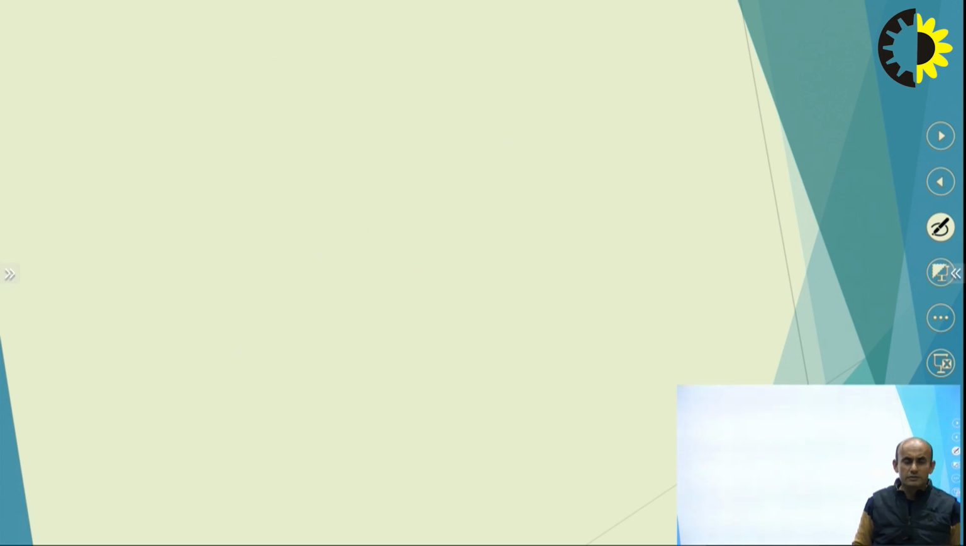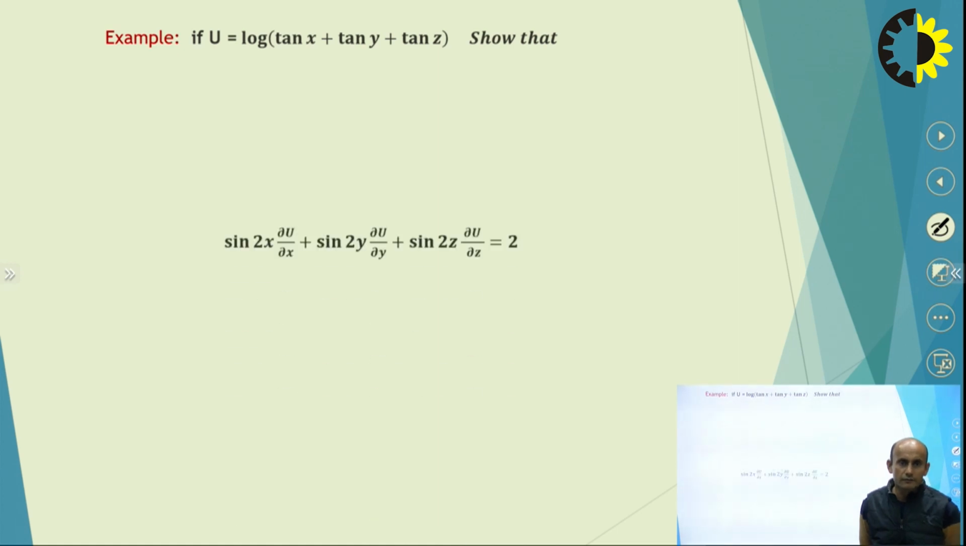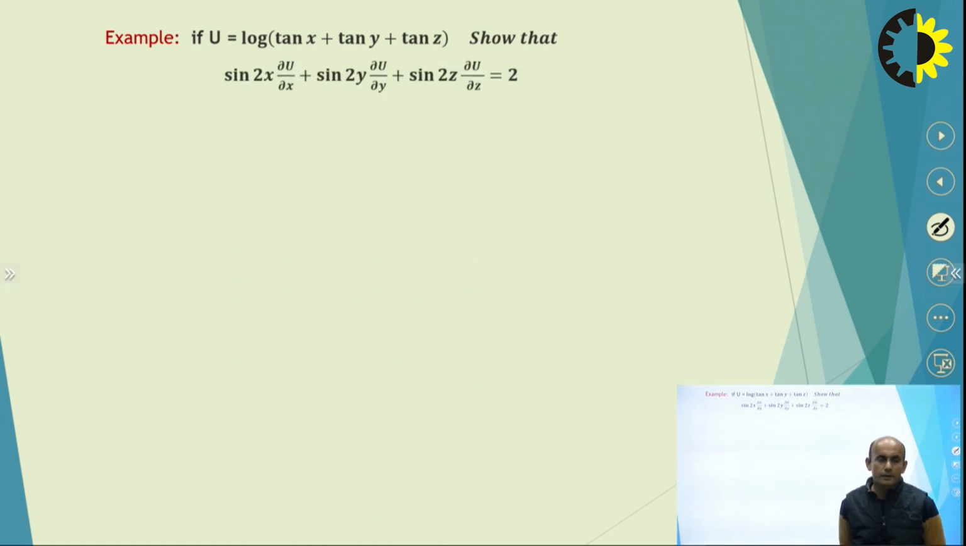And similarly, we have some more examples here. Like we have u as a function which is logarithm of tan x plus tan y plus tan z, and we have to show some expression here which is sin 2x del u upon del x plus sin 2y del u upon del y plus sin 2z del u upon del z, and we have to show it equals 2. So first we have to find del u upon del x. Del u upon del x means partial differentiation of u with respect to x.